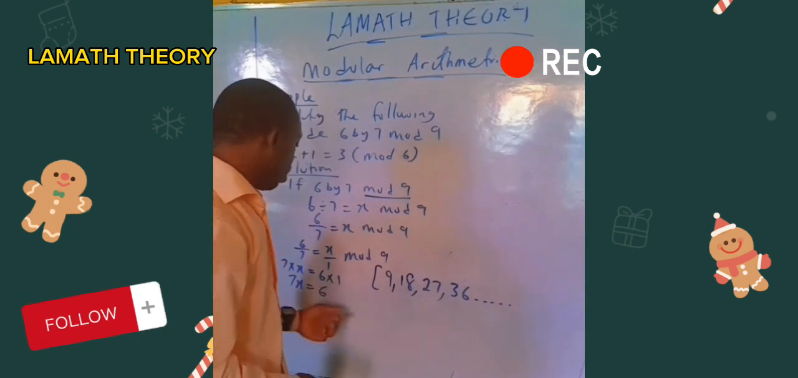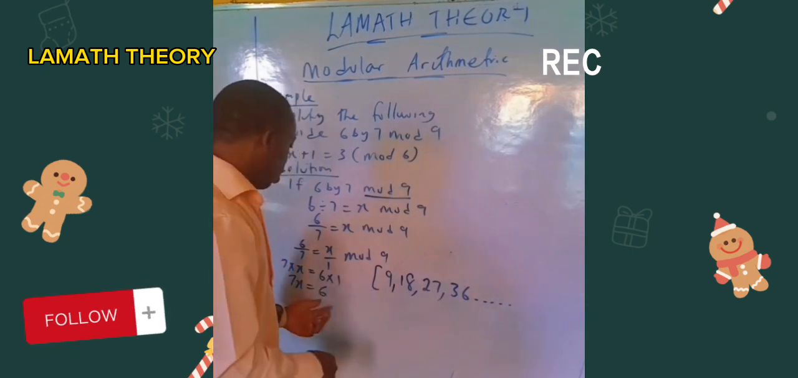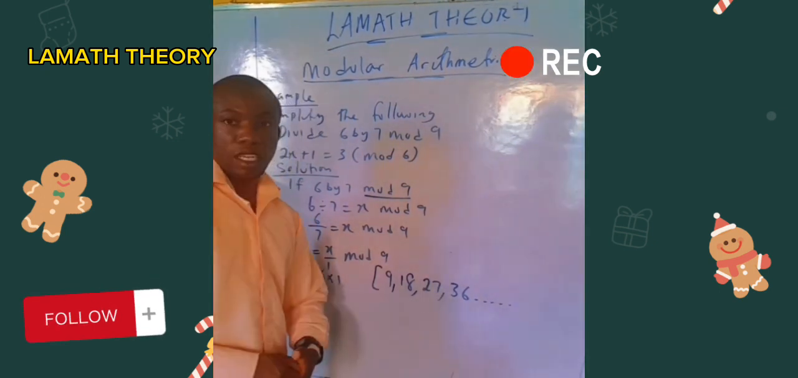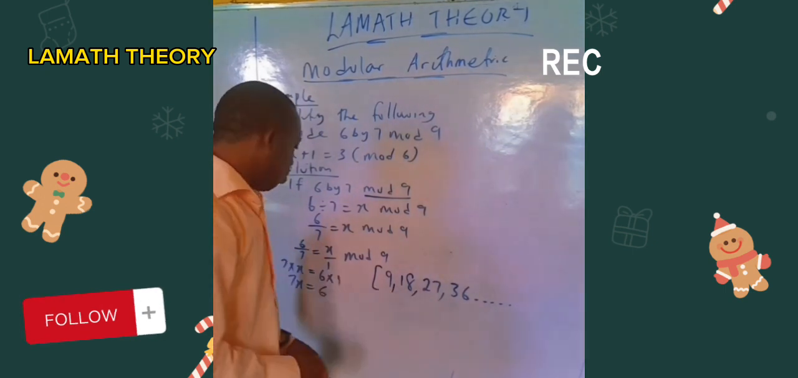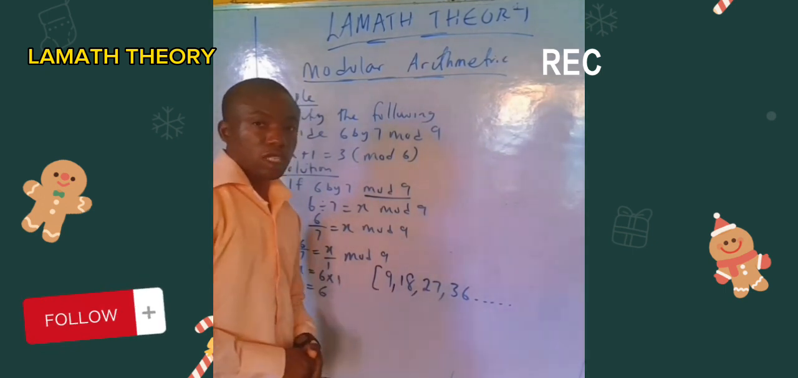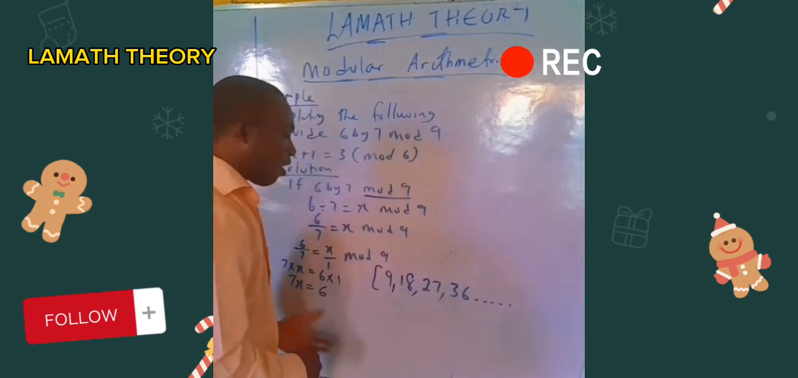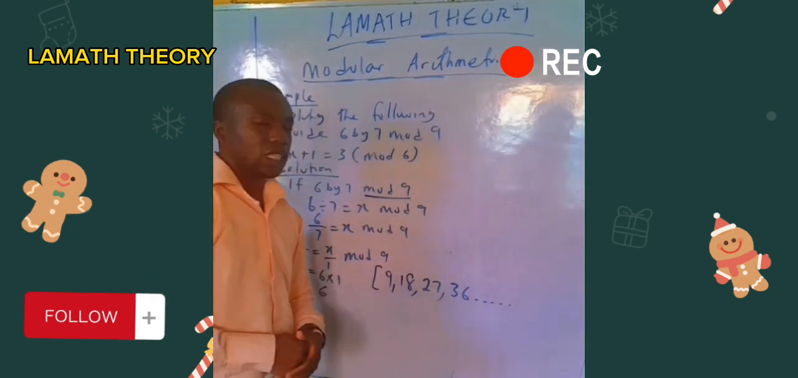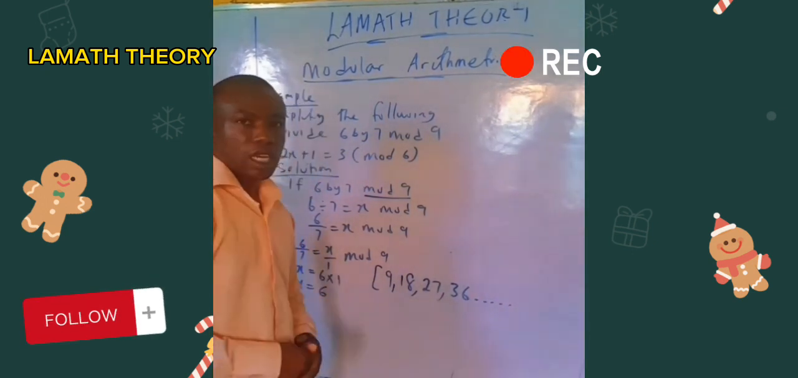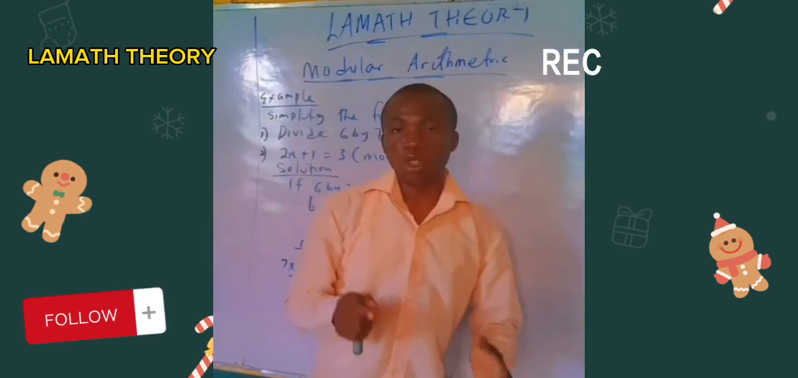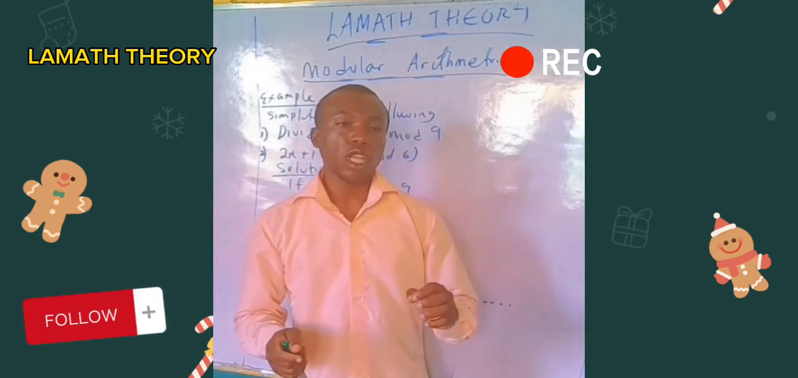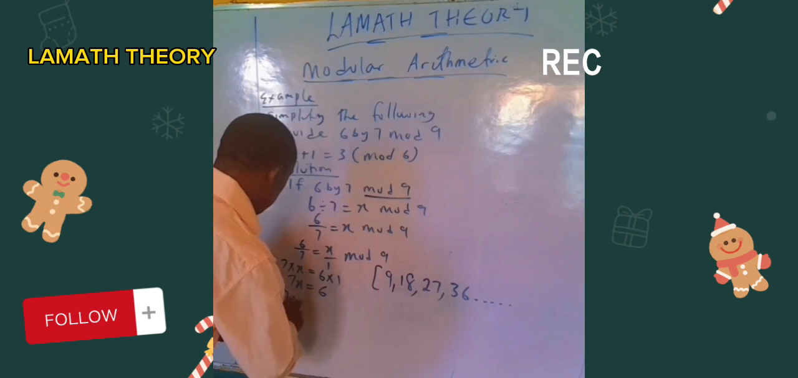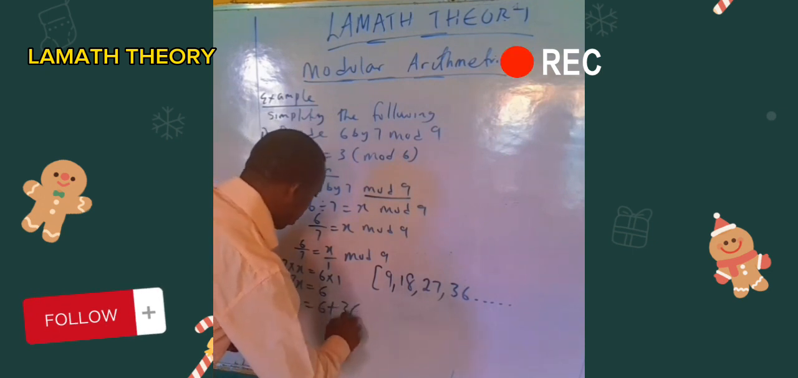Now, if I say 18 plus this 6, that is 24. 24 divided by 7, impossible. If I say 27 plus 6, that is 33. 33 divided by 7 is another impossible one. Now, let's look at 36. 36 plus 6, that is 42. If you look at 42, that is 7 times 6, which will give us 42. So we can now say 7x equals 6 plus 36.